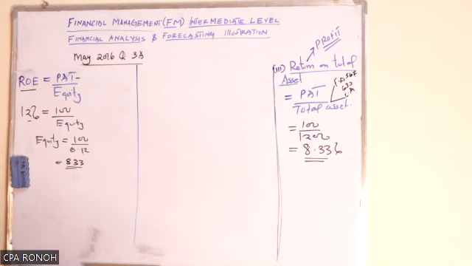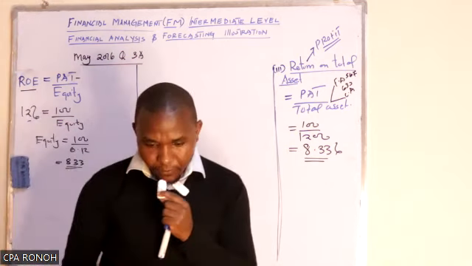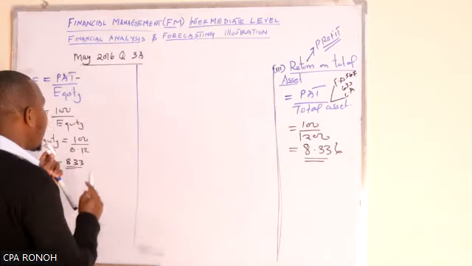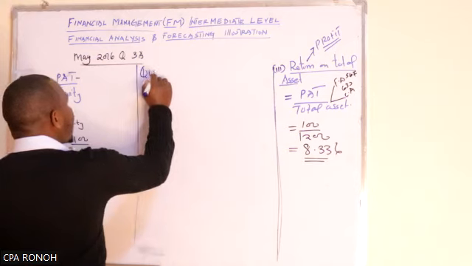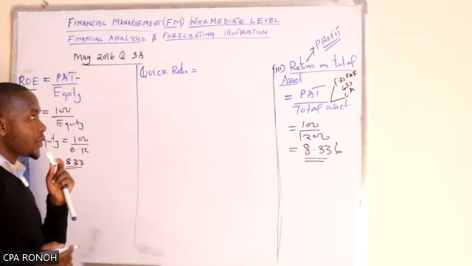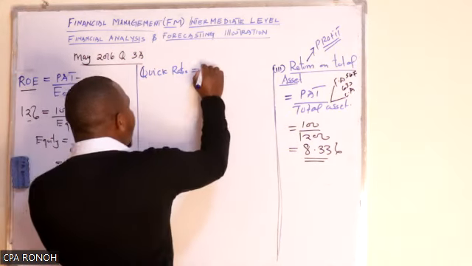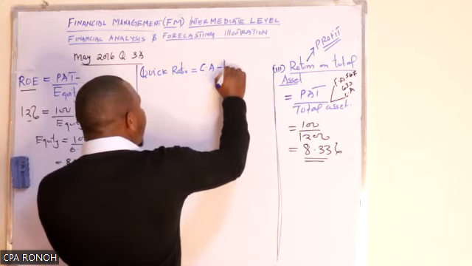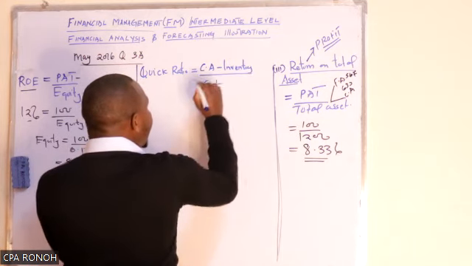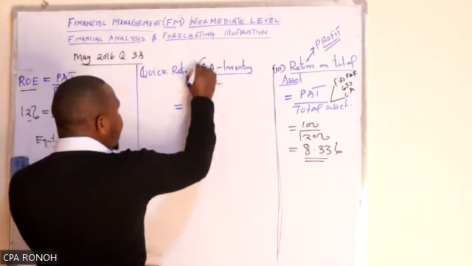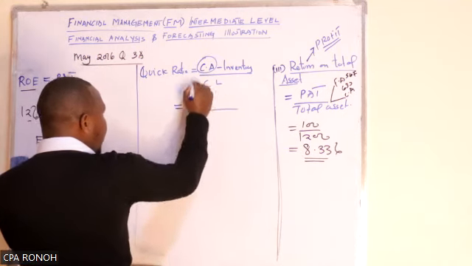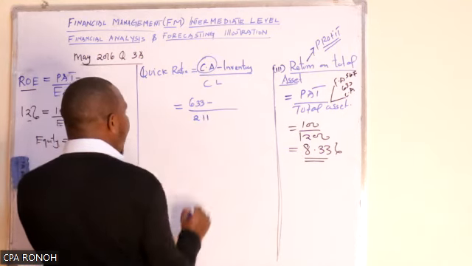Then the next one is asking for the quick ratio. How do we get this quick ratio? So quick ratio, my good student, you take the current asset minus inventory or stock, we divide by the current liability. We have our current asset being 633 minus, let's look at the inventory. Our current liability, we have that one, 211.